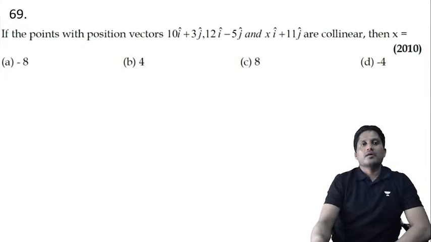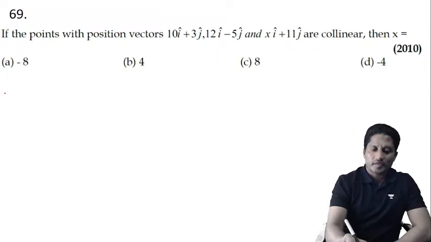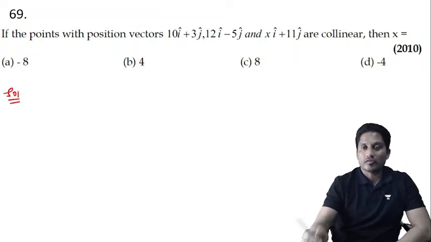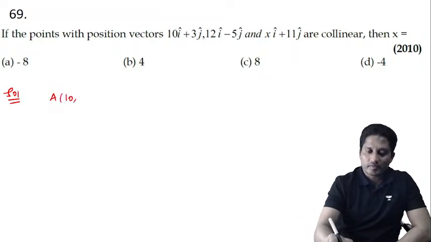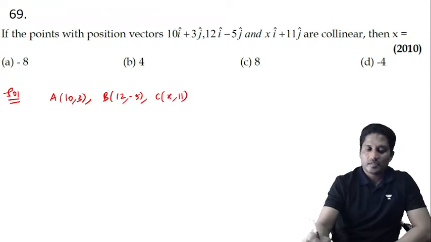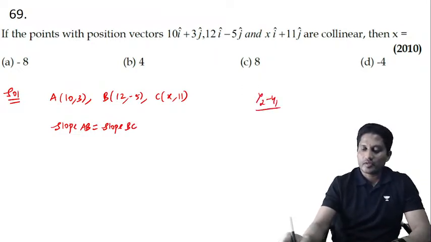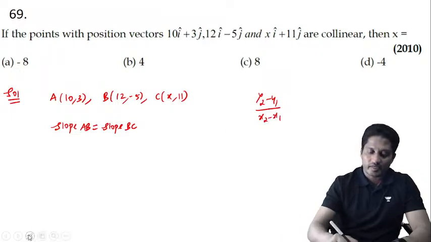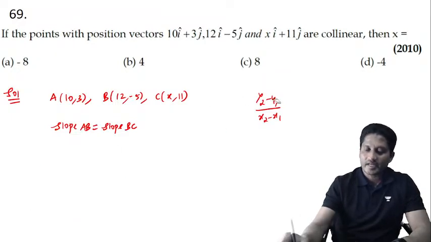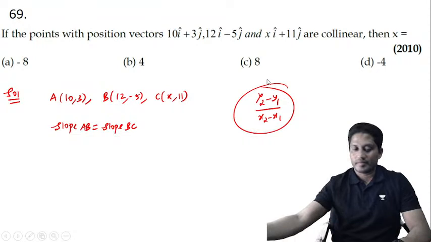Question number 69. If the points with these position vectors are collinear, A is equal to, I'll take 10 comma 3, B I'll take 12 comma minus x, and C I'll take this as x comma 11. They are collinear, right? So this means that slope of AB is equal to slope of BC. Slope formula is y2 minus y1 upon x2 minus x1. Difference of y coordinate by difference of x coordinate. You can take area of the triangle 0 as well, no problem. You get the same answer. I'm just using coordinate geometry method, right?